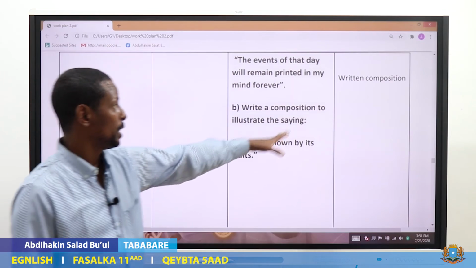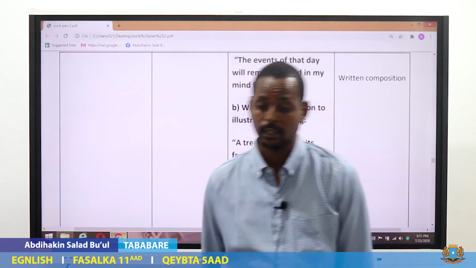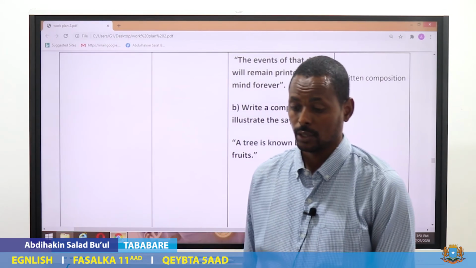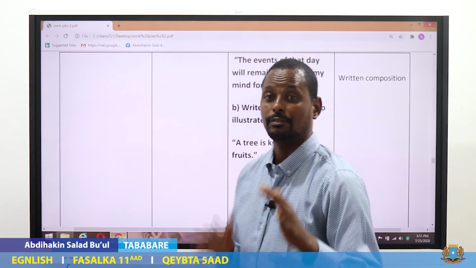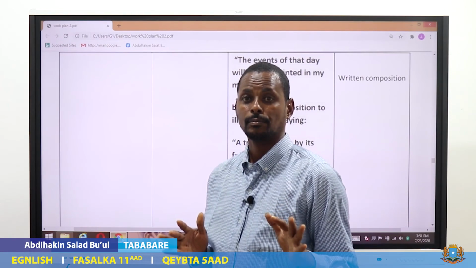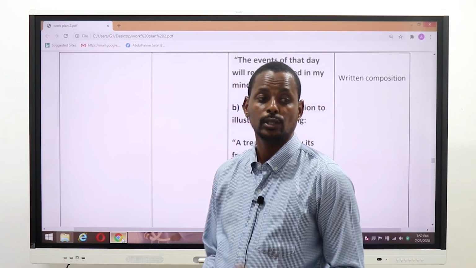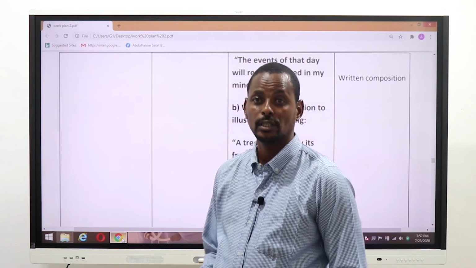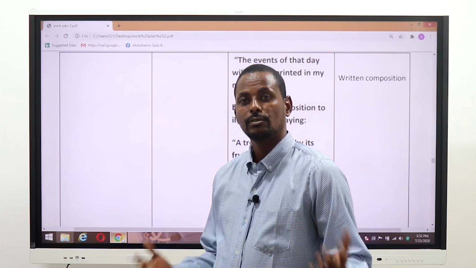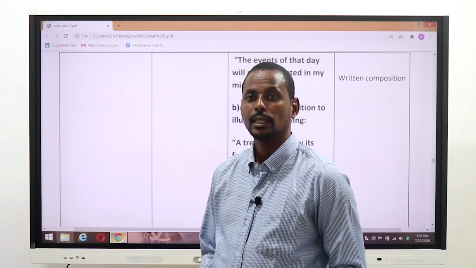So the assessment will be a written composition. Then when you are assessing, when you are marking the response, you follow all those criteria and make sure you give the student their feedback. Such essays are mostly marked out of 20. If a student gets 10 out of 20, 15 out of 20, 12 out of 20, 5 out of 20, give every student his feedback.